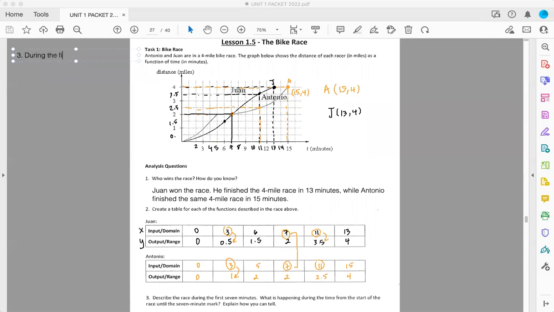During the first 7 minutes, which graph is higher? Which one is above the other? The lighter graph is above. So that's basically, just to clarify here so you're not lost on this, you can erase all these. You have them, you can pause and go back.